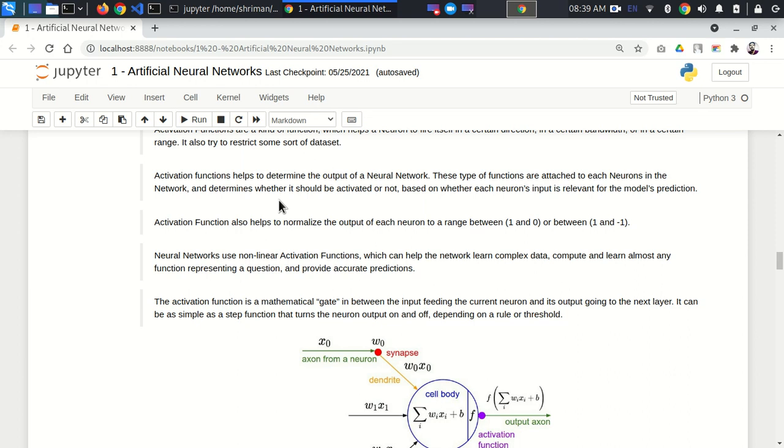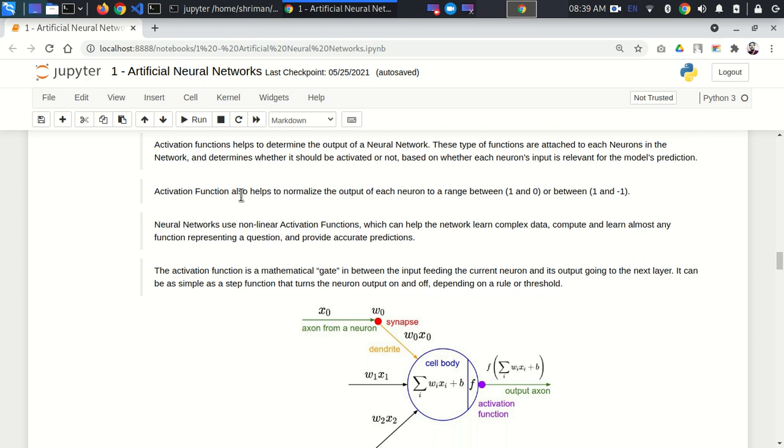So there will be some kind of possibility, some kind of conditions, maybe some requirements, and on that basis it will try to activate that particular neuron. Now, based on whether each neuron's input is relevant for the model's prediction or not. So there are some conditions it will try to satisfy, and then maybe it will try to activate that neuron. We will come back to this point later.